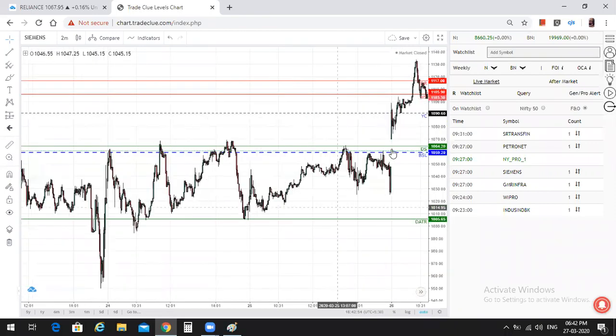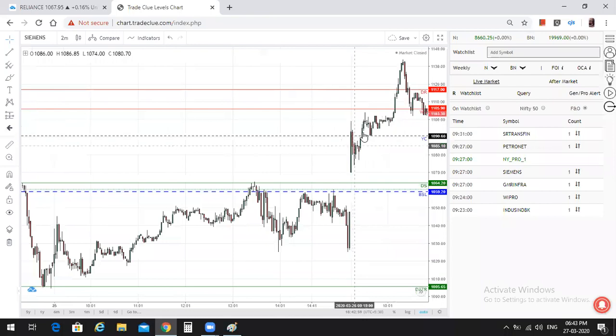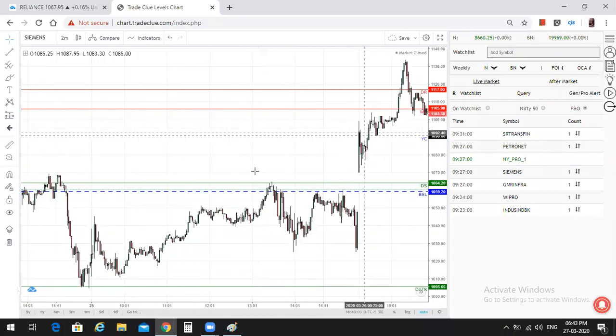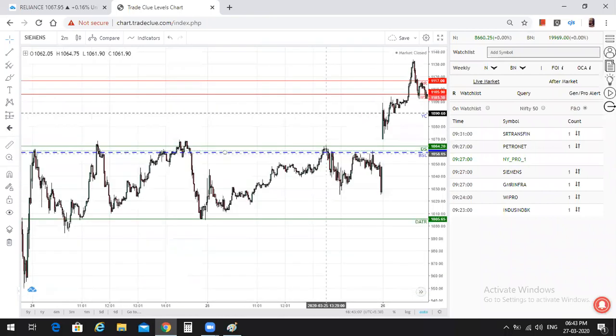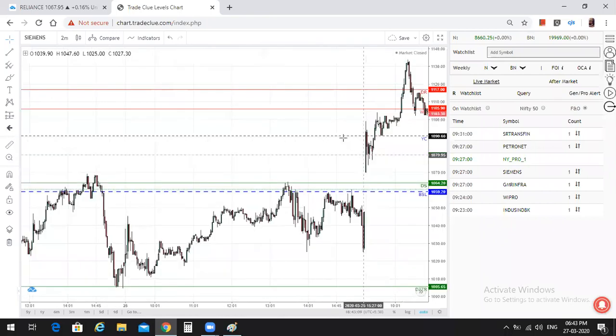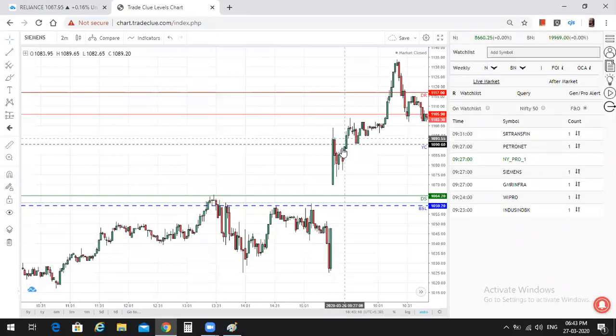2 days of consolidation is being breached, and right in the morning, open equal to low, strong buying comes back, doesn't go down, and then you have an NY alert also over here. You just have to see, has it consolidated for 2 days? If yes, you have got a very good buy right in the morning, and you are very sure it will zoom up.